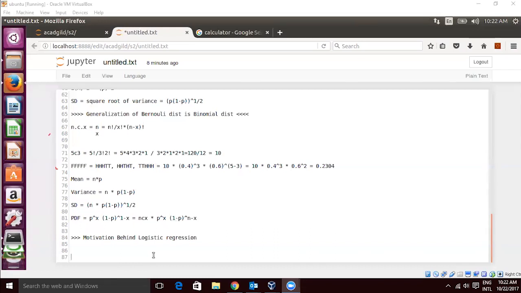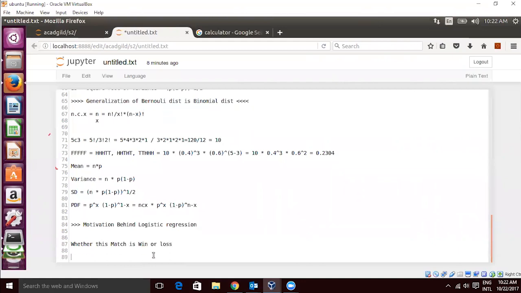The example is the probability of winning a cricket match, that is, whether this match is a win or a loss. This is the motivation. The solid example is that I have to predict whether I can win the match or lose the match, or whether India can win the match or lose the match, something like that. You can ask any questions within this example.